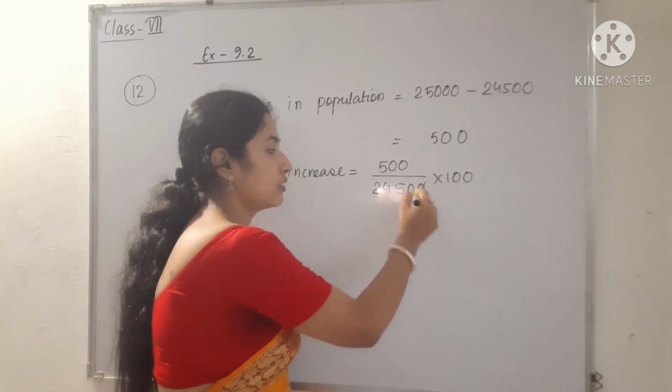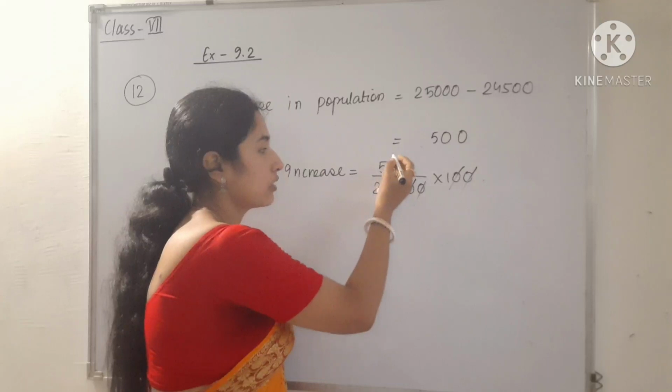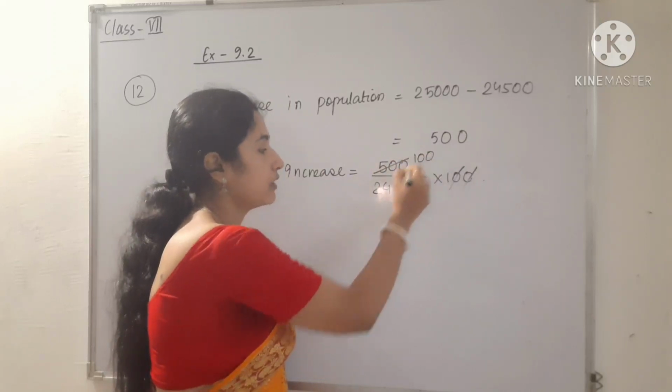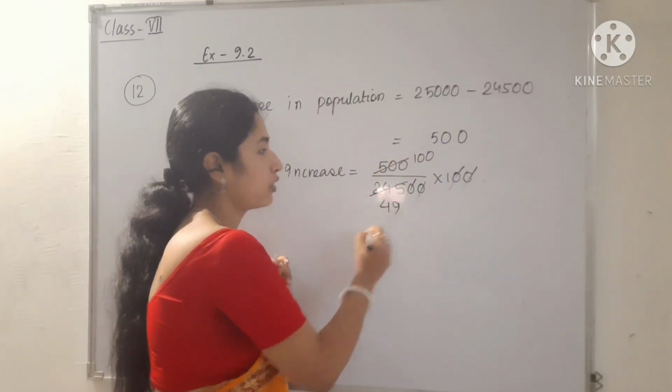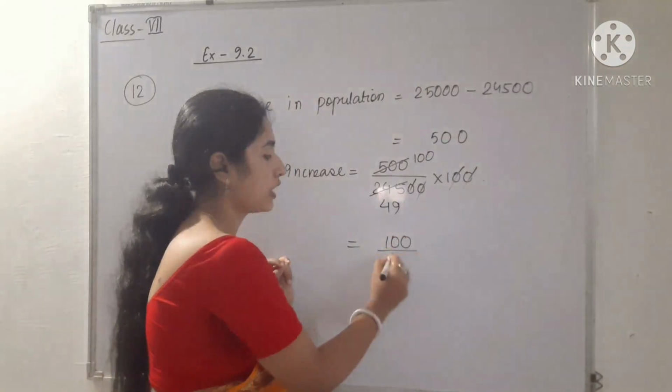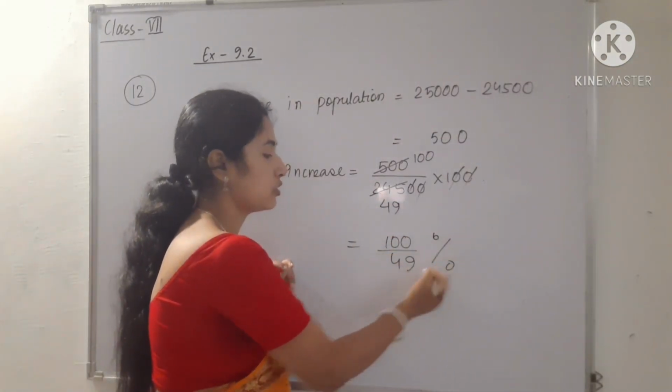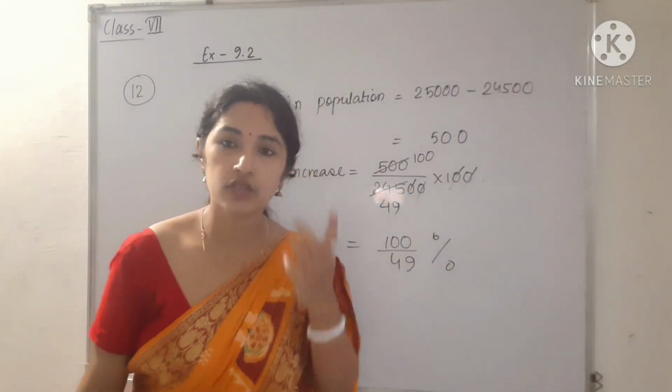So next, the 0 0 will be cancelled out. Next you have to solve here. 5 hundreds are, it will be 5 49s are. So 100 by 49, this will come in percentage. You can also write it in mixed fraction. Okay.